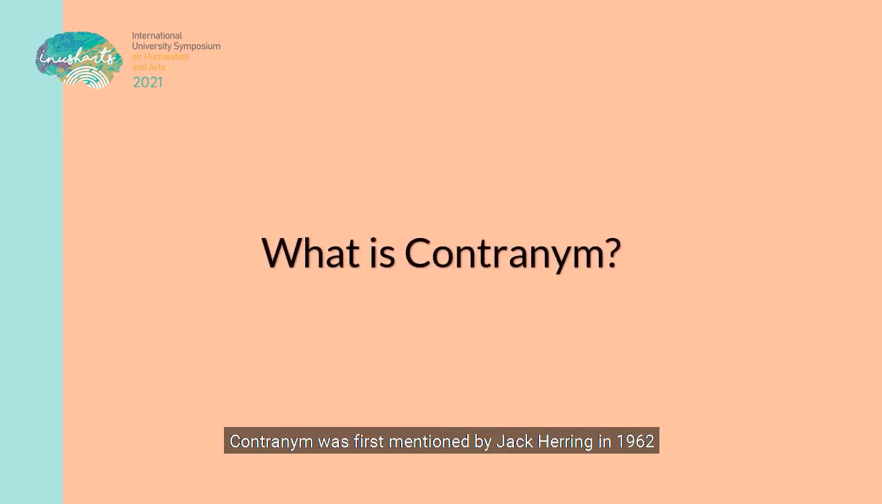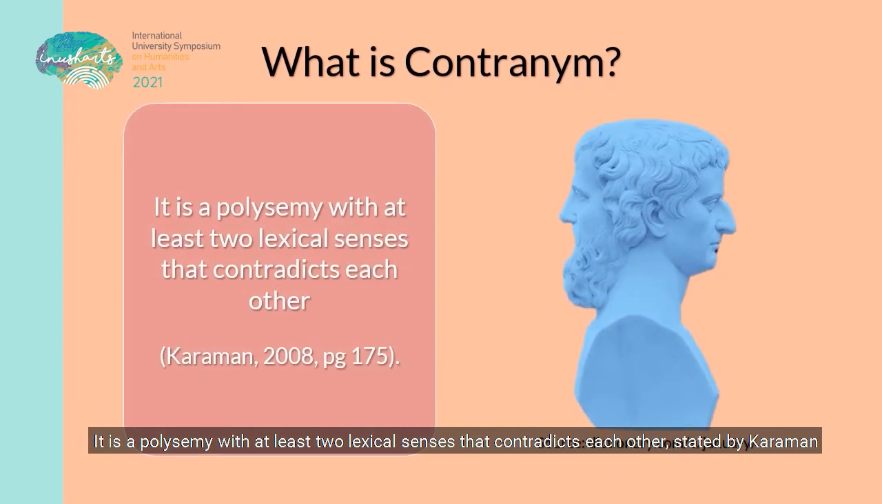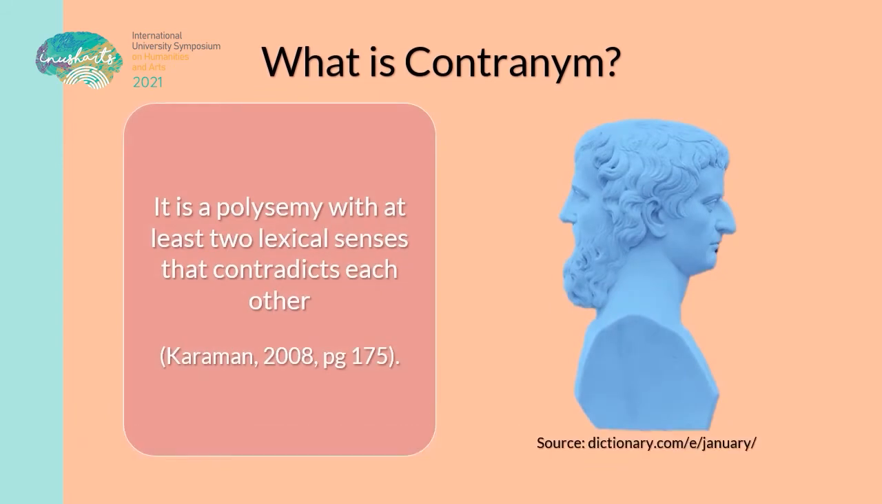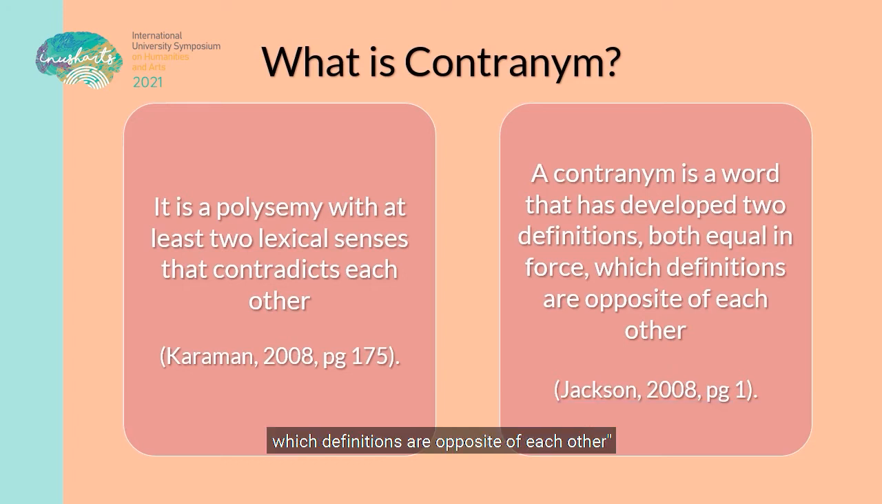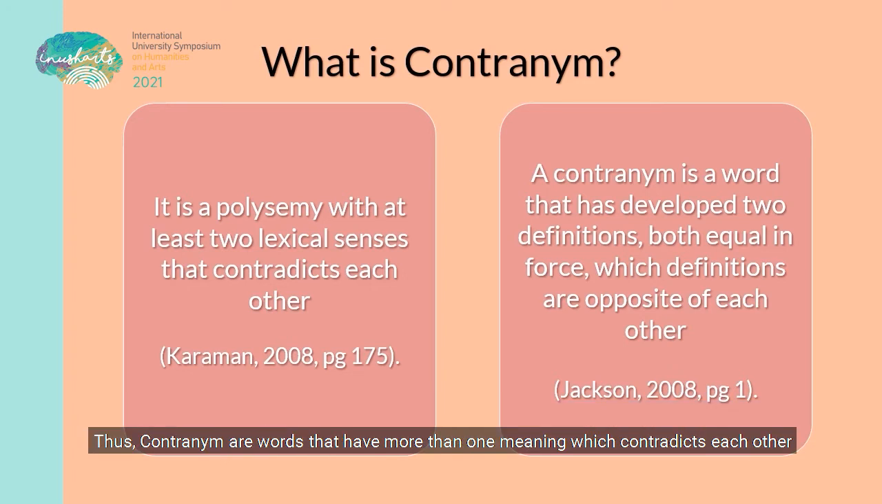Contranym was first mentioned by Jack Herring in 1962. It is a polysemy with at least two lexical senses that contradicts each other, stated by Karaman. Jackson also stated that a contranym is a word that has developed two definitions, both equal in force, which definitions are opposite to each other. Thus, contranyms are words that have more than one meaning which contradicts each other.